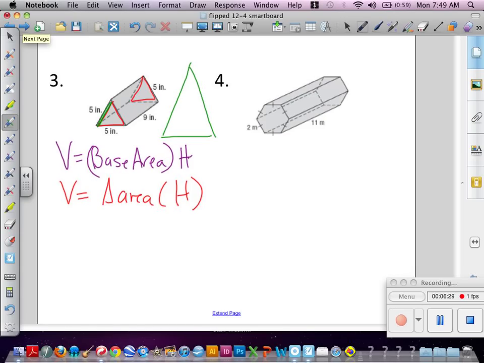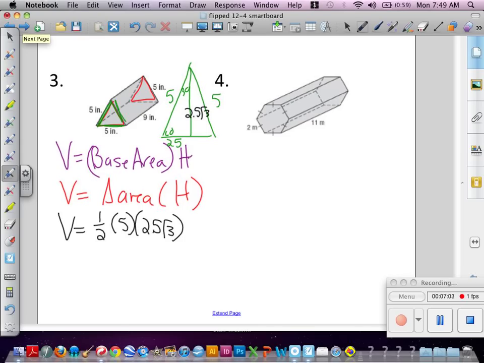5, 5, and 5. So this is a 60, 60, 60. So I'm going to drop this down. That's 60, that's 30. This is 2.5. So the height of the triangle is 2.5 root 3, using my 30, 60, 90 relationships there. So to find the area of my triangle, I'm going to take half. The base of my triangle is 5. The height of my triangle is 2.5 root 3.